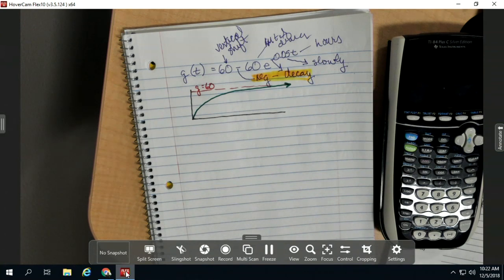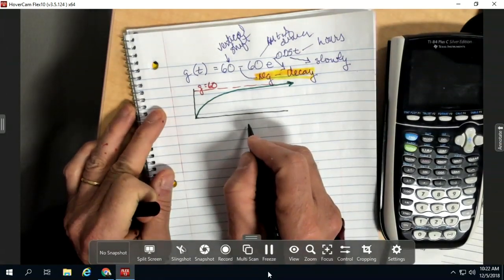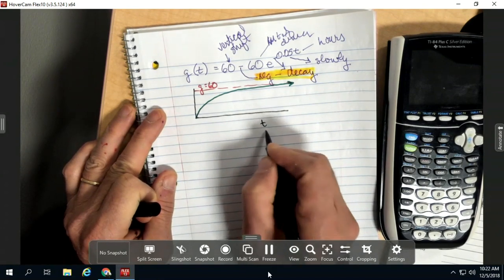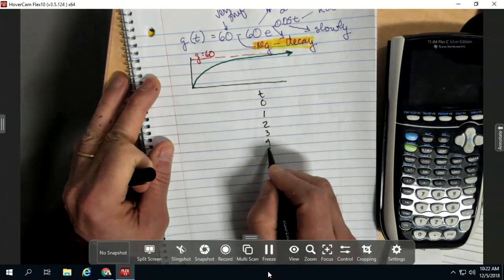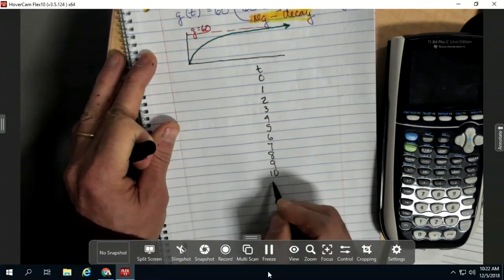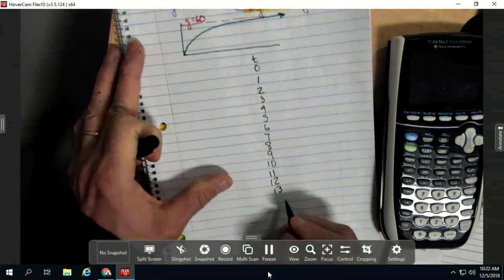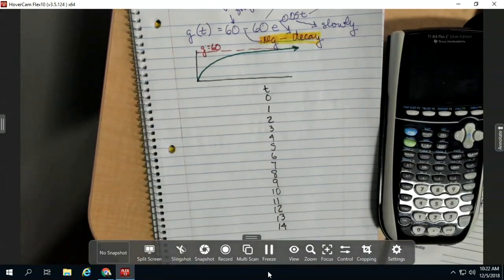Part A. First, use the formula to calculate the average rate of change over the first 10 hours. So we're going to get, I'm going to put the t in the middle. 0, 1, 2, 3, 4, 5, 6, 7, 8, 9, 10, 11, 12, 13, 14. Okay, let's use the formula and fill in that table.